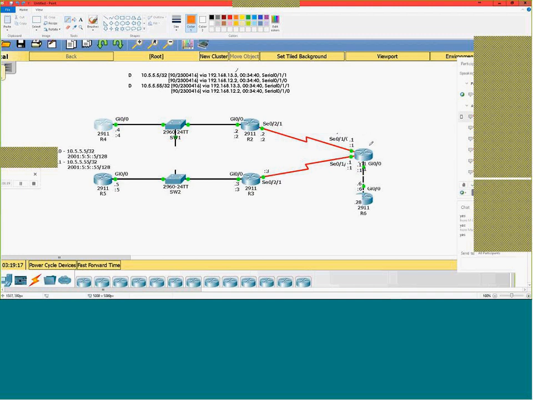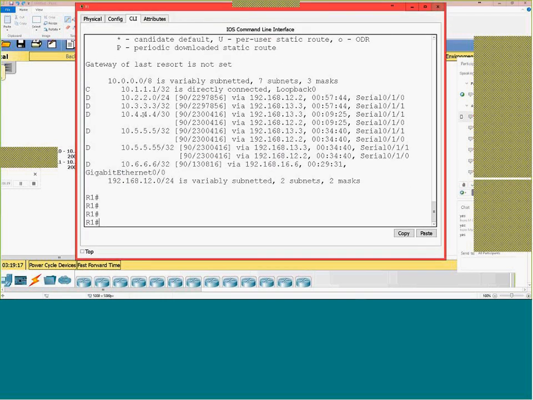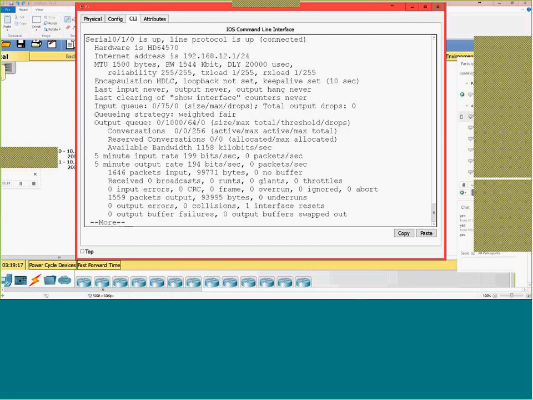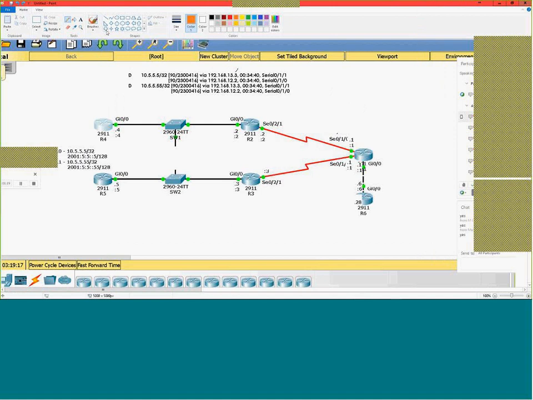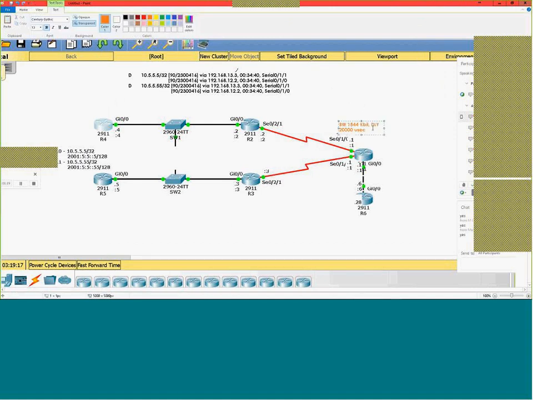So if I take a look at the top path, if you remember, the metric is bandwidth plus delay, right? That's what the metric ends up being. And bandwidth is 10 to the power of 7 divided by the worst bandwidth along the path. All right, if I go into router 1, I do a show interface serial 010. I can see that the bandwidth is 1544 and the delay is 20,000.